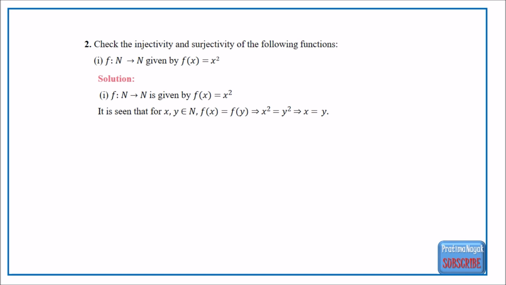It's not that x is equal to plus and minus both of y, because we have taken the function as defined only from natural numbers to natural numbers, which are always positive. So x is equal to y. We took f(x) equal to f(y) and we reached x is equal to y. This implies that it is a one-one function, or an injective function. So part 1 is completed.